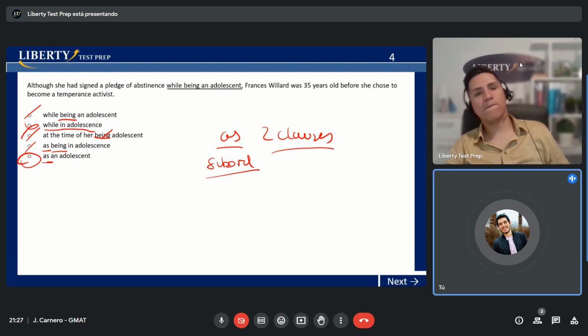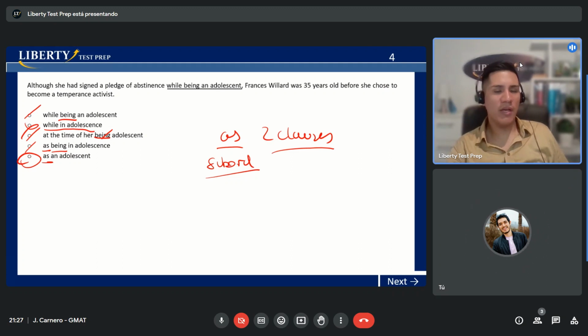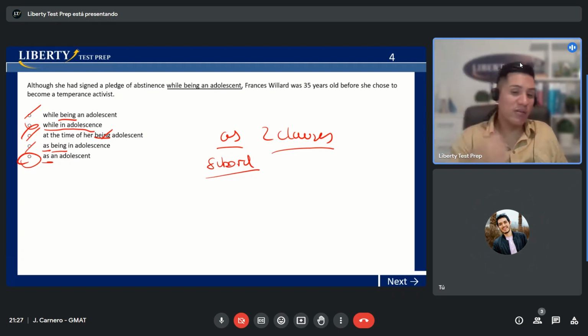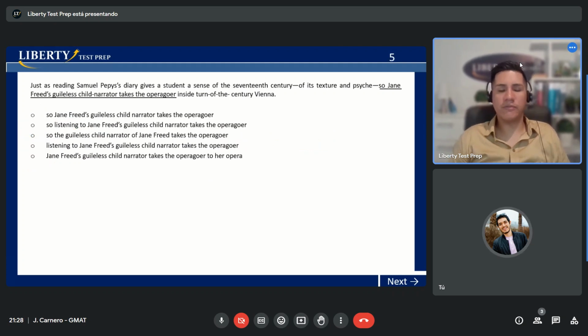Letter B is kind of wrong, because while is weird for periods of a person's life. It could be okay for a time, like while I was walking, but not while I was a kid, right? It should be when I was a kid, or it should have been when she was an adolescent, but not while for stages of a person's life. Nice. So now we go to number five. That's it.